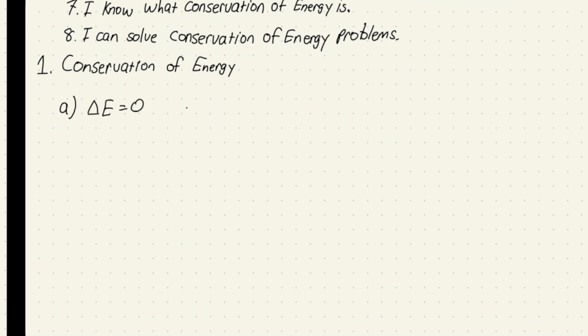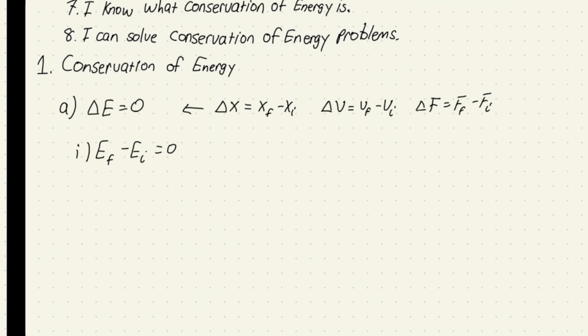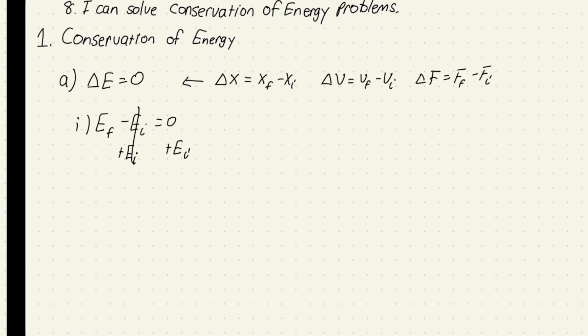If you remember from unit 1, I said we could have delta something like delta x, and that would be x final minus x initial. We could have delta v, which would be velocity final minus velocity initial. We could have delta force, which would be force final minus force initial. Delta anything, we can delta anything we want. But for energy, that gives us that our E final minus E initial is equal to 0. If I add an E initial to both sides of this equation, then my negative E initial and my positive E initial cancel, or they subtract to 0. And what I'm left with is that E final is equal to E initial.